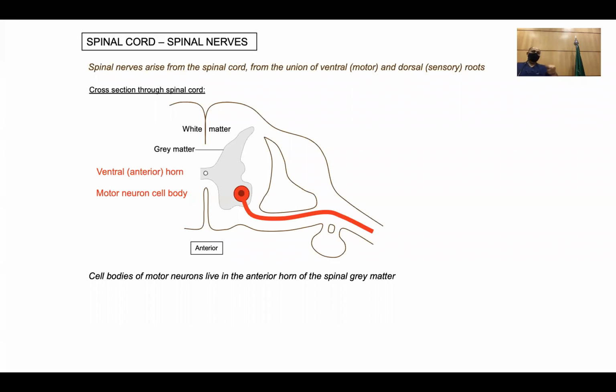So this is my motor component of my spinal nerve.